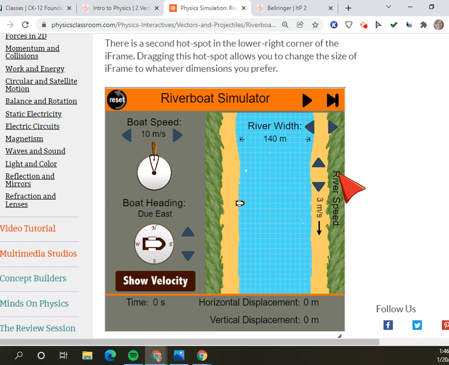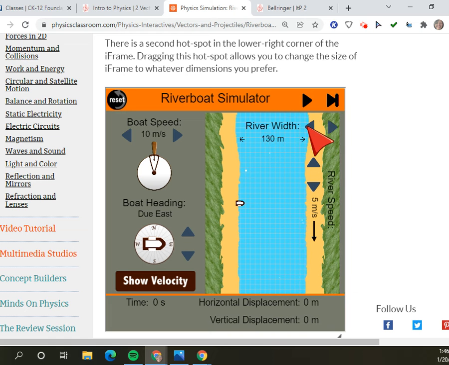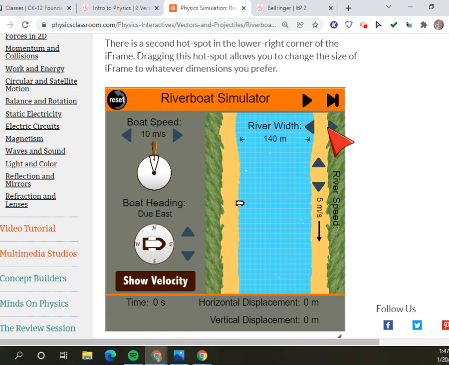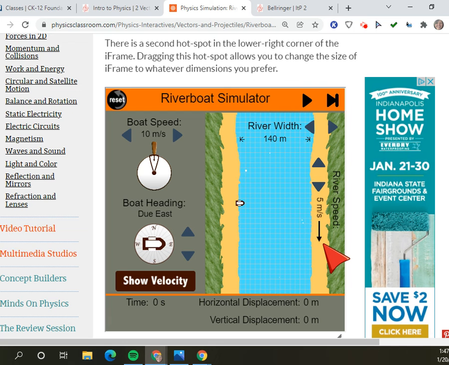It's flowing, it's moving. So we have river speed over here. We can change the river speed. Okay, we can change the river width as well. I'm going to leave it right at 140 there. But tell me, why is there an arrow with river speed? What is often represented by arrows that we just talked about earlier? It's a vector, right? So this is one vector that you're going to be looking at today: river speed.